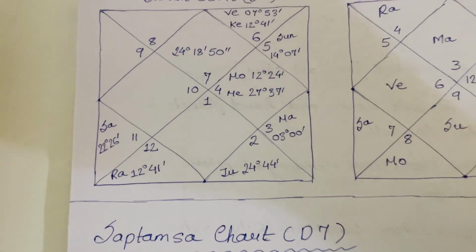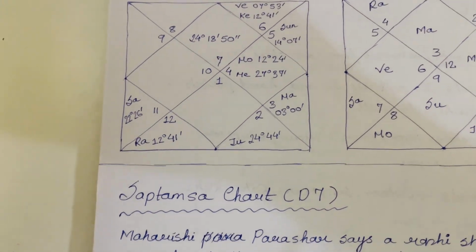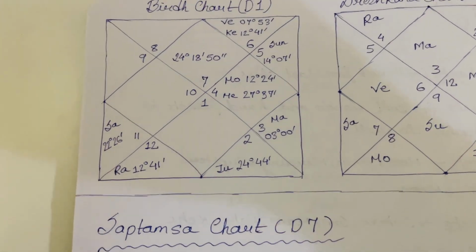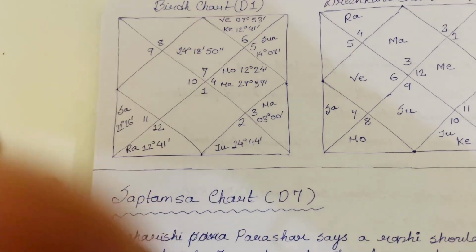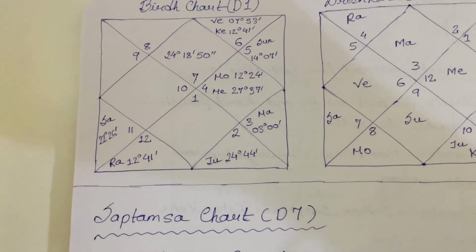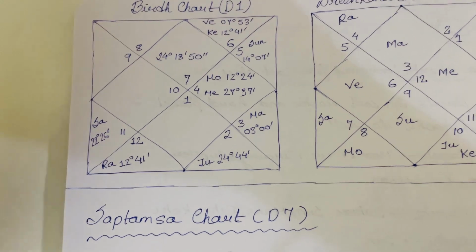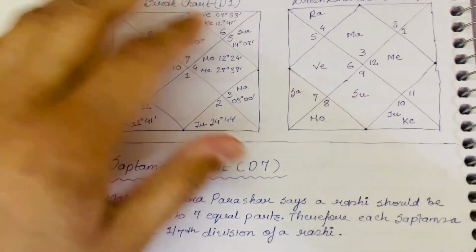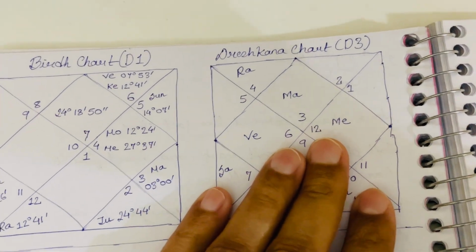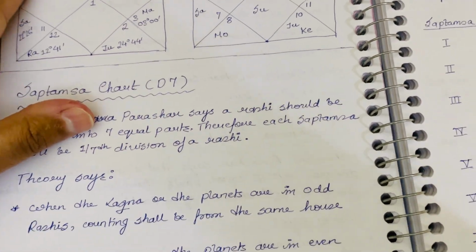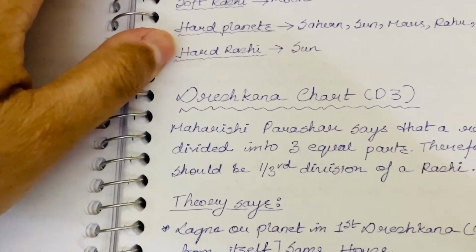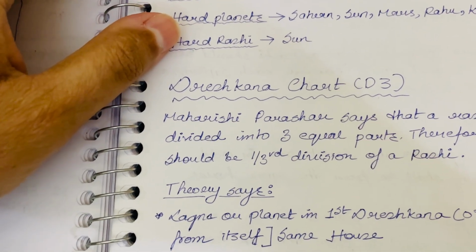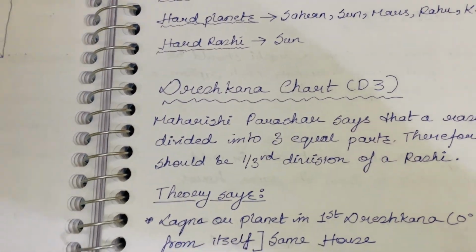The Dreshkana chart has the same format, the same look and feel as a D1 chart. It means the Dreshkana chart also has 12 bhavas, from the first house to the 12th house. This is the chart that I had already created. These are my complete notes, and I always refer to my notes whenever I'm creating Vedic astrology classes, so that I'm quite confident in what I am teaching you all.